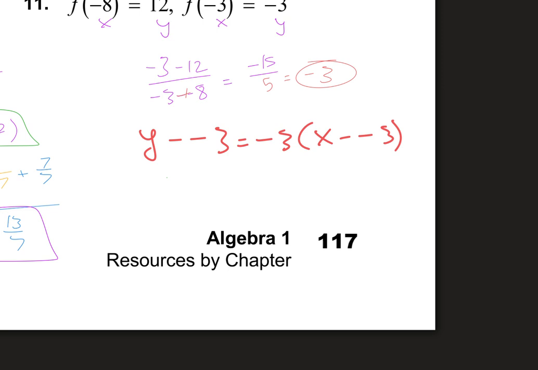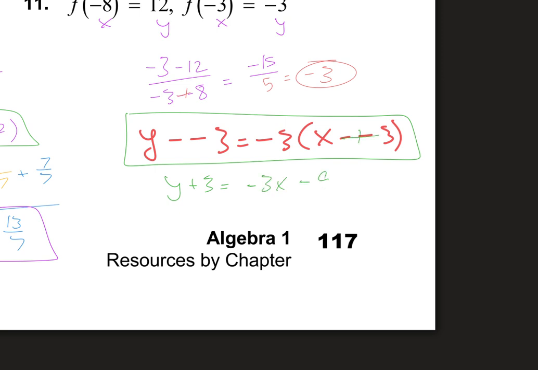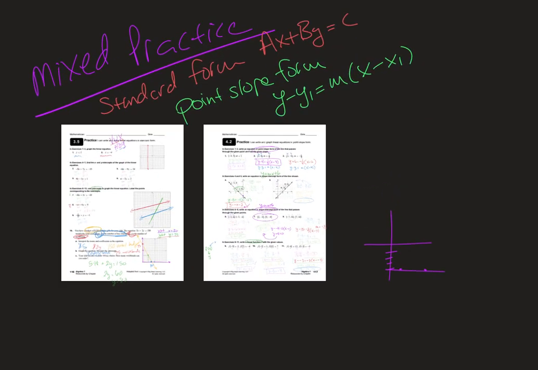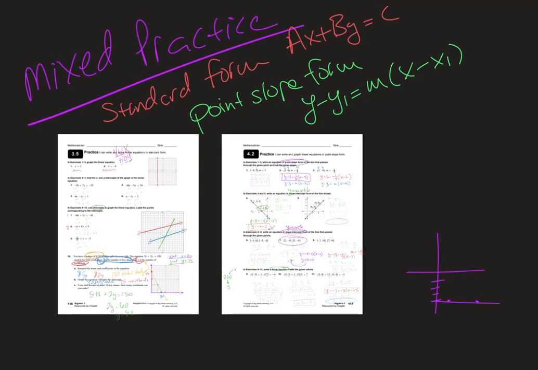Now let's simplify y. So here, remember, technically that would work. Y plus 3 equals negative 3x minus 9. You subtract 3, and you get this. That does it for the mixed practice of standard form and point slope form. Let me know what questions you got.